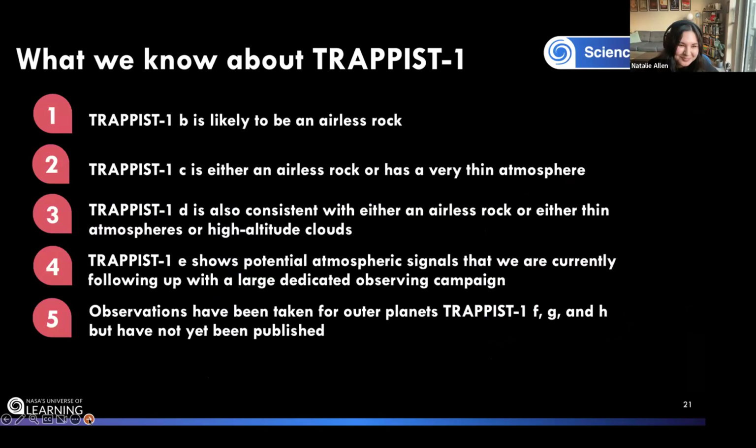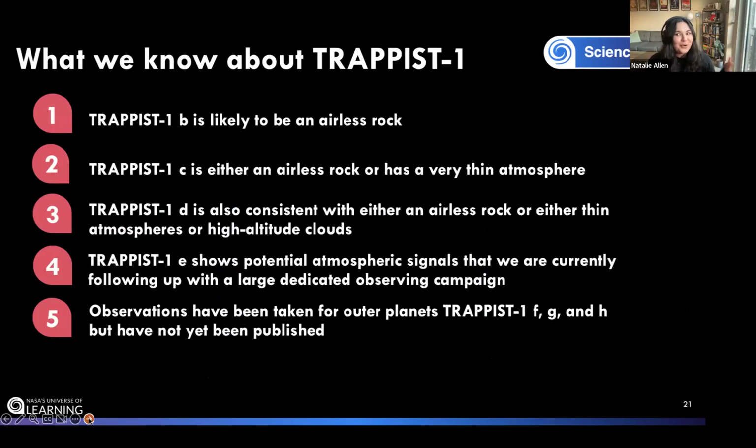Next slide. And so that's essentially what we know about the TRAPPIST-1 system so far. TRAPPIST-1b is really the thing I think it's pretty safe to say we're most sure about at this point, probably an airless rock. C and D are a little bit more in the middle. They could be airless rocks or they could have thin atmospheres.